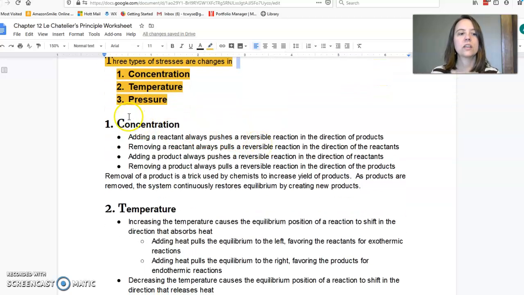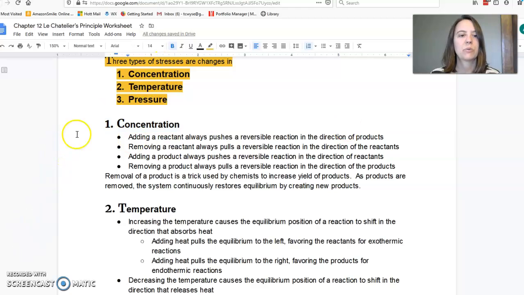The first one is concentration. Adding a reactant always pushes a reversible reaction in the direction of the products, whereas removing a reactant always pulls a reversible reaction in the direction of the reactants. And then it's flipped. If you add a product, it always pushes a reversible reaction in the direction of the reactants, and removing a product always pulls a reversible reaction in the direction of the products. So removing brings it to the side where you remove something, and adding shifts it to the opposite side.